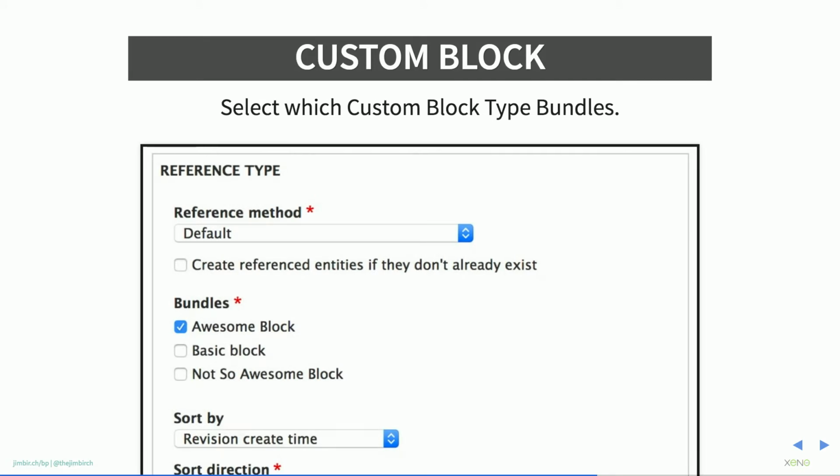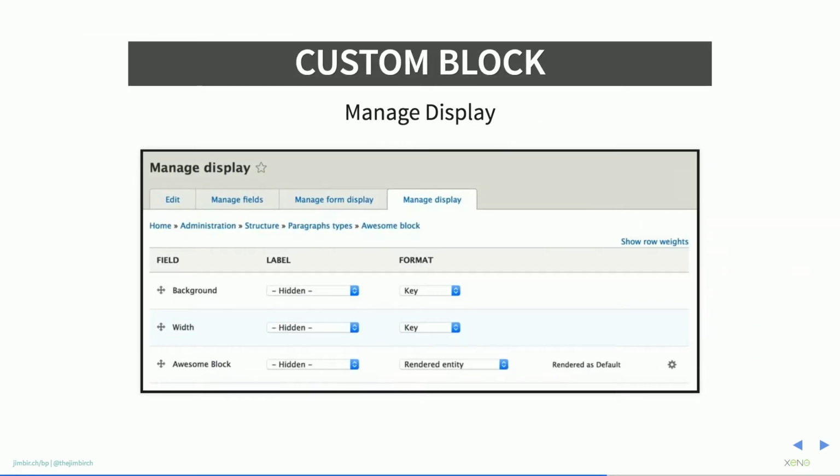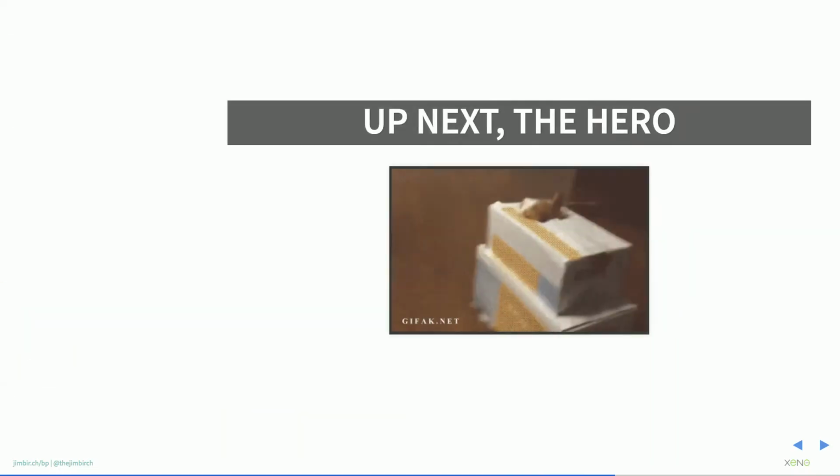You could leave this, or you could select all of them and reference any block of the system, but we don't want the not so awesome blocks. We only want the awesome blocks. So we select that, and then bang, we have that same paragraph bundle, just like the Drupal block, but it's a custom block.